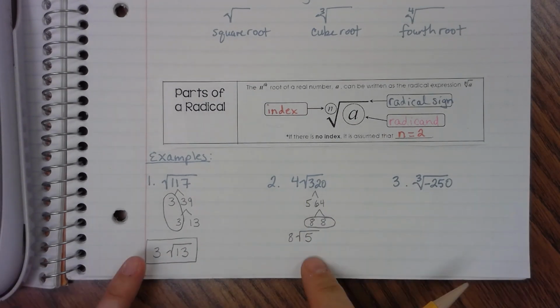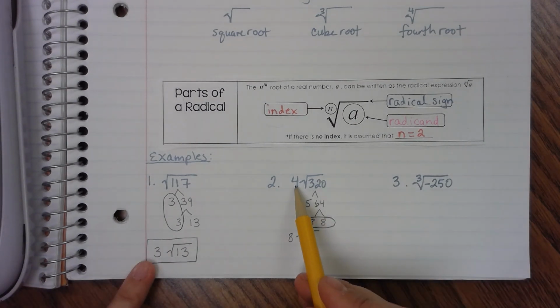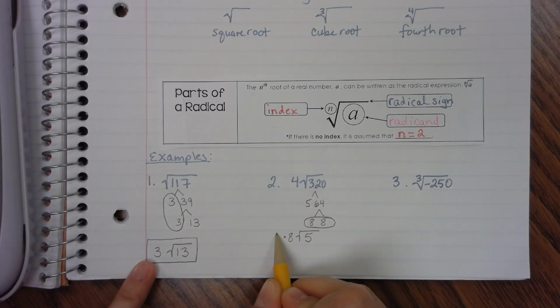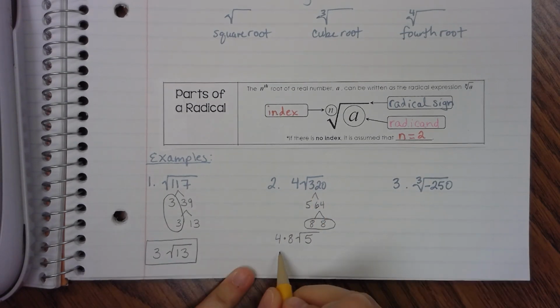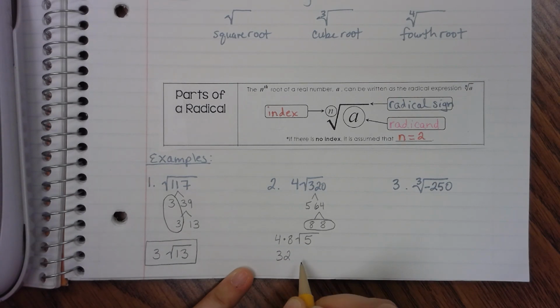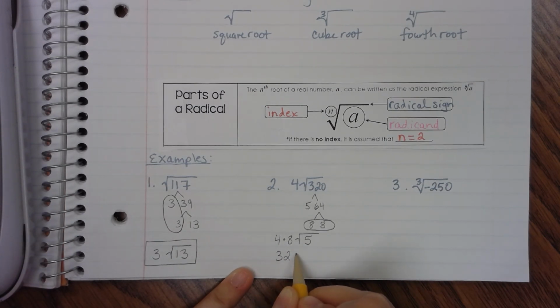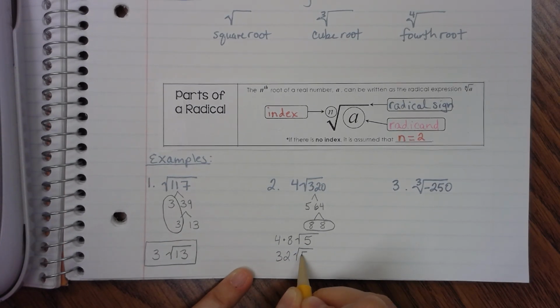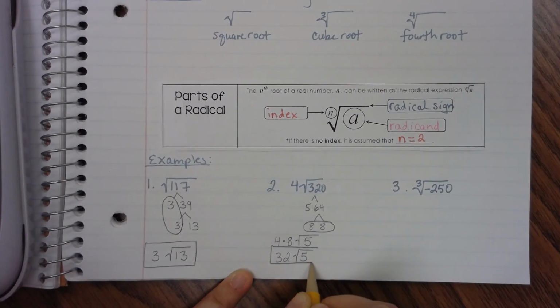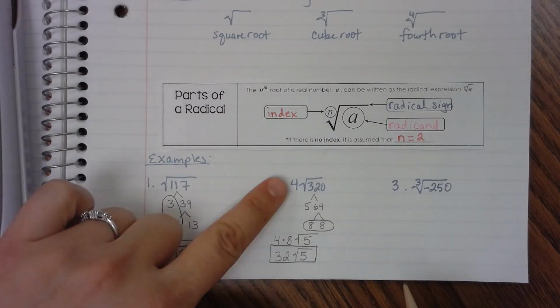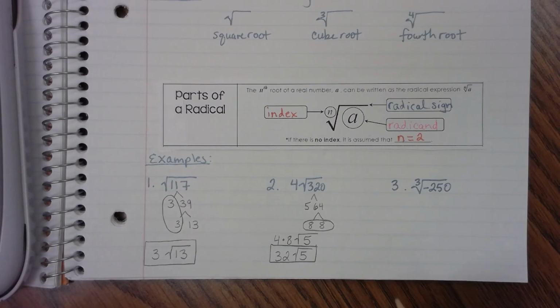The only difference between these first two problems is I had a 4. So that means that the 8 needs to be multiplied by the 4. So really, 4 times the square root of 320 is 32 times the square root of 5. So make sure you multiply anything you bring out times that 4.